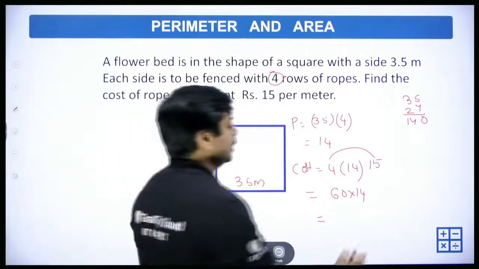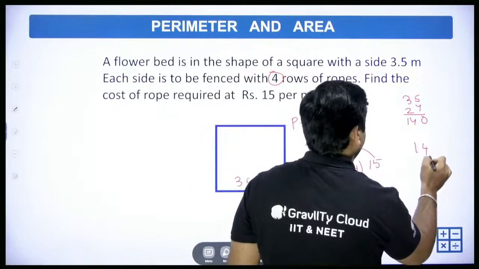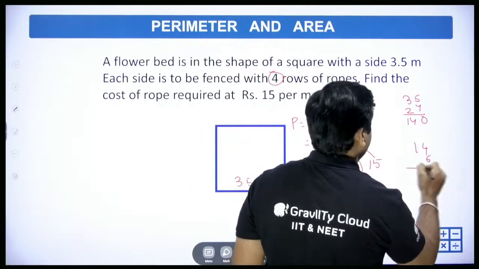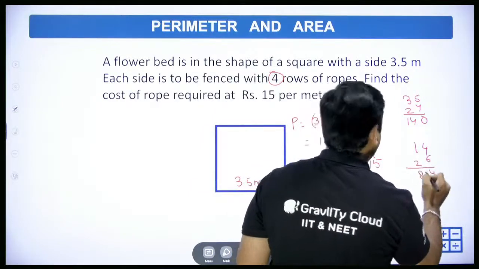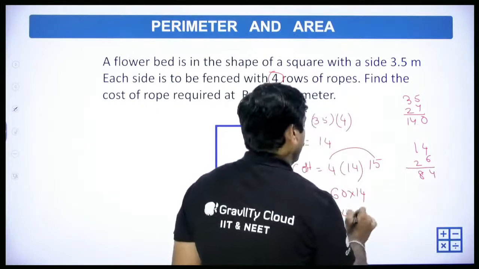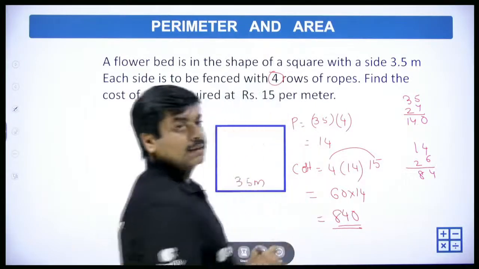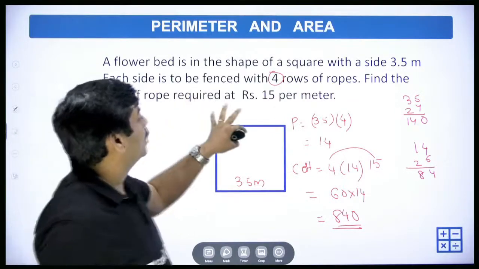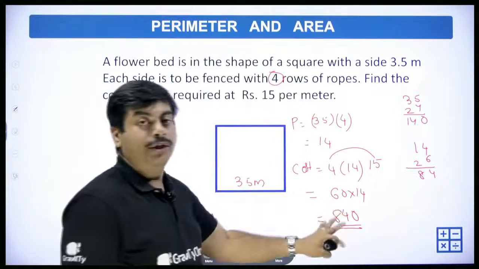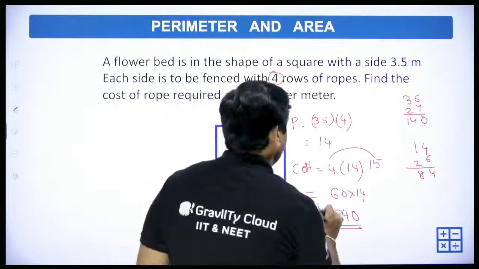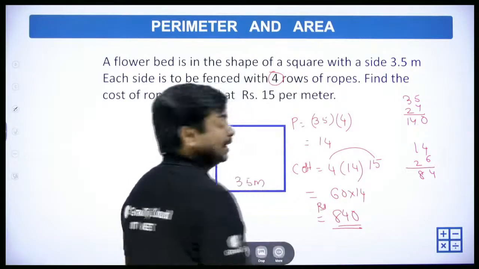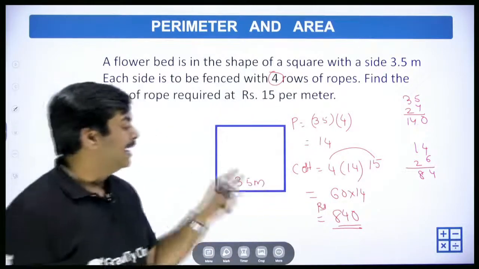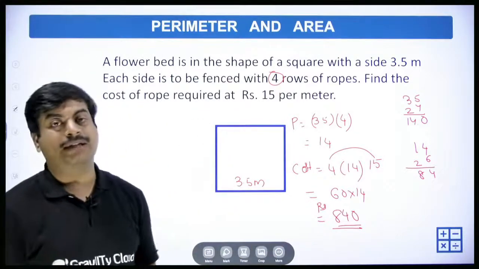60 into 14, right? So 60 into 14, let me verify: 14 into 6. 6 4s are 24, 6 1s are 6, 7, 8. That becomes 840. 840 will be your answer. Find the cost of rope required at rupees 15 per meter. You need to pay a total of rupees 840 to get the work done.